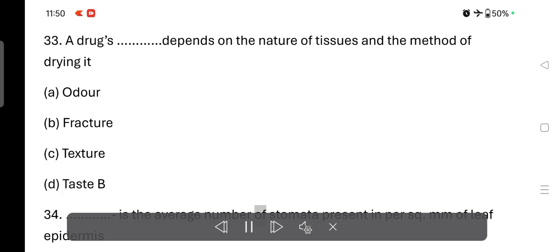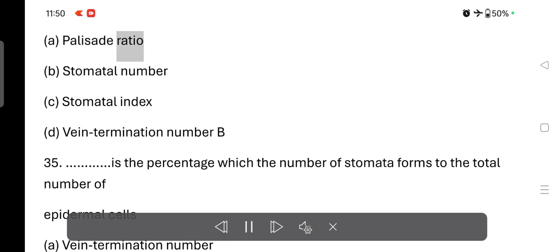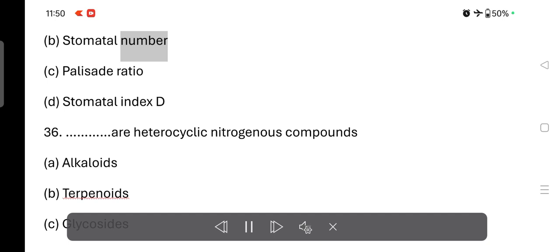Answer: B. 34. Is the average number of stomata present in per square mm of leaf epidermis. A. Palisade ratio. B. Stomatal number. C. Stomatal index. D. Vein termination number. Answer: B. 35. Is the percentage which the number of stomata forms to the total number of epidermal cells. A. Vein termination number. B. Stomatal number. C. Palisade ratio. D. Stomatal index. Answer: D.